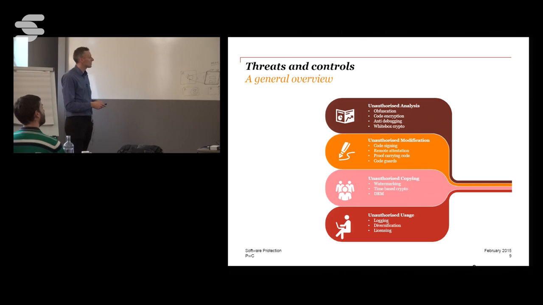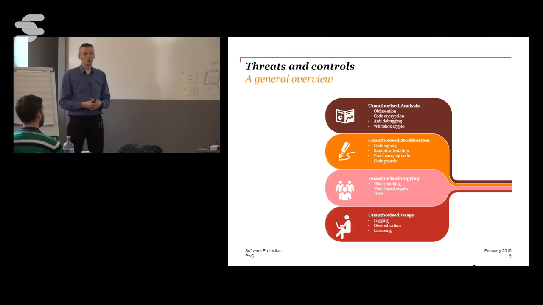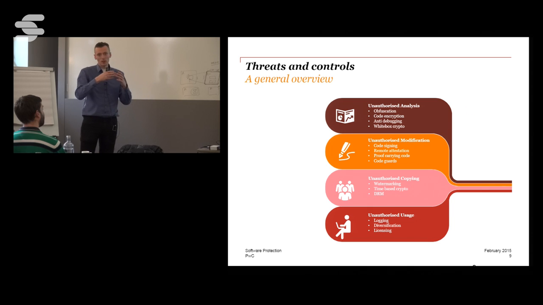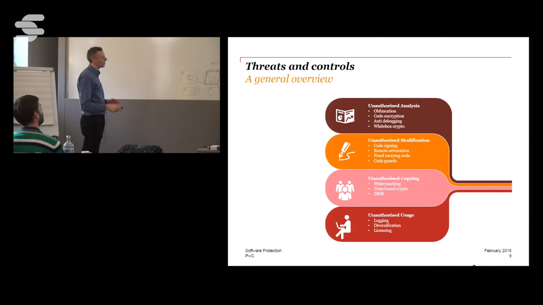Unauthorized copying: you're shipping software and you want to avoid that the software, or the data that comes with it, is copied to other potential clients that are not authorized to use that software. And the last one is unauthorized use. It's making sure that once software or data is copied to a third party, he cannot use the software if he's not entitled to. Clear? Okay, so we have a number of controls for each of these threats.